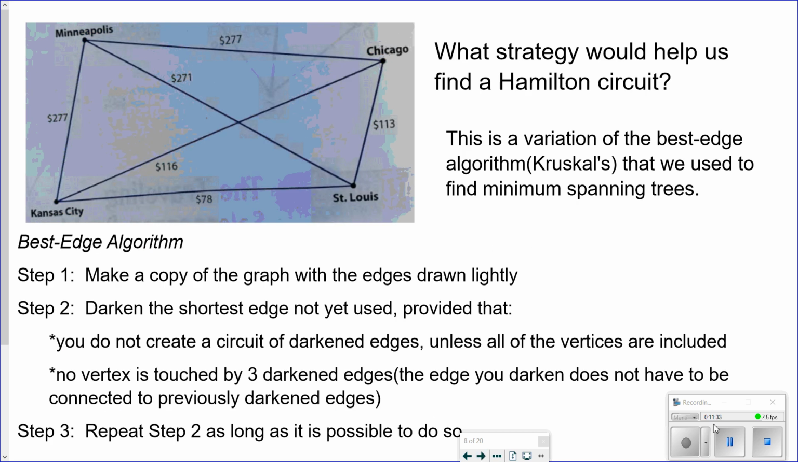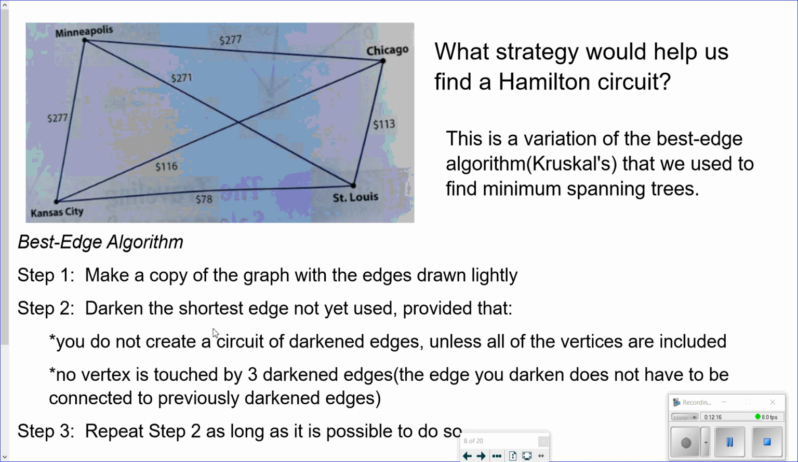So we are going to talk through the strategy that can help us find that Hamilton circuit. And it's kind of a variation of the one that we used for minimum spanning trees. So here's the algorithm. Step one is make a copy of the graph with the edges drawn lightly. I just recreated the graph up here, and it says darken the shortest edge. I'm actually going to just do highlighting for the shortest edges as I go through these pages here. But if you didn't have a highlighter, you could definitely follow what they're saying a little bit more with drawing the edges lightly and then darkening them.